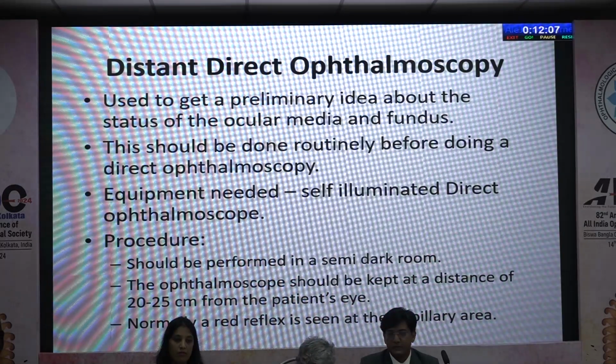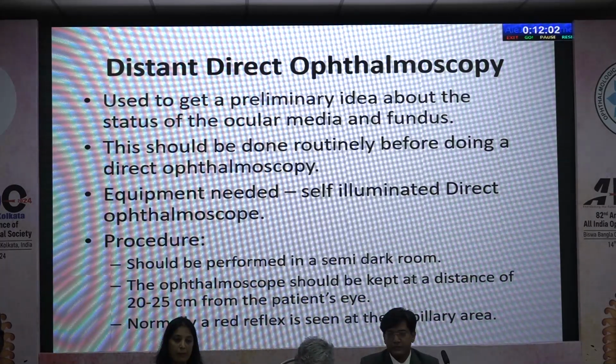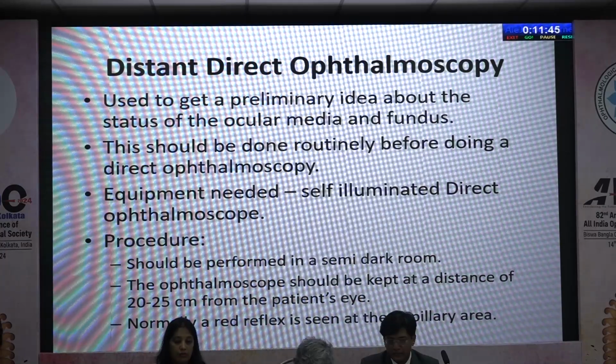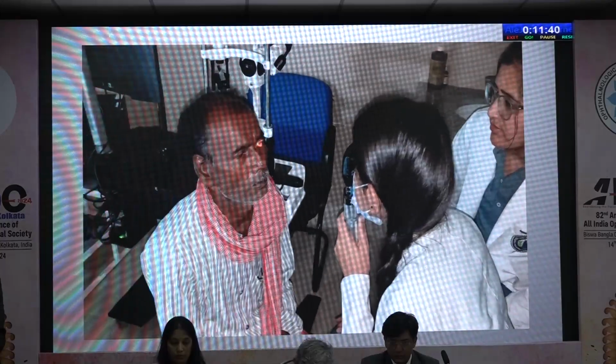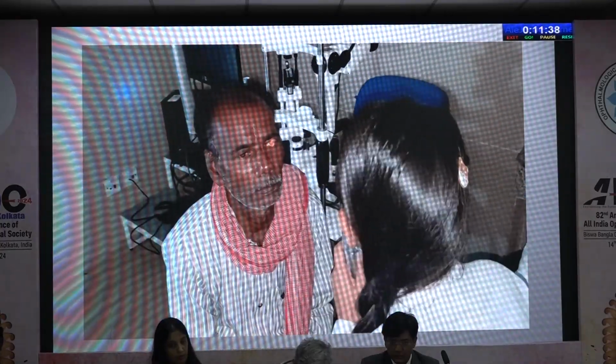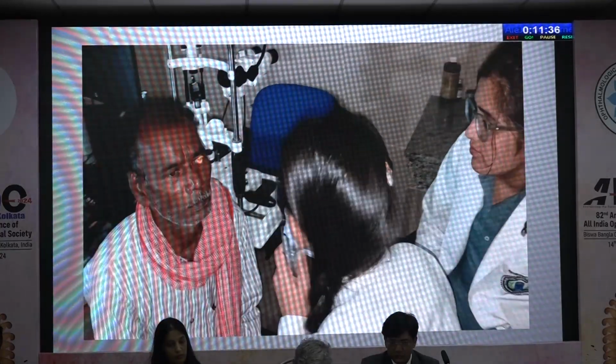Next, we are discussing distant direct ophthalmoscopy. It is used to get a preliminary idea about the status of ocular media and fundus. This should be done routinely before doing direct ophthalmoscopy. Equipment needed: self-illuminated direct ophthalmoscope. The procedure should be performed in a semi-dark room. The ophthalmoscope should be kept at a distance of 20 to 25 centimeters from the patient's eye. Normally, a red reflex is seen at the pupillary area. Here, our nursing student is performing distant direct ophthalmoscopy at a distance of 25 centimeters.